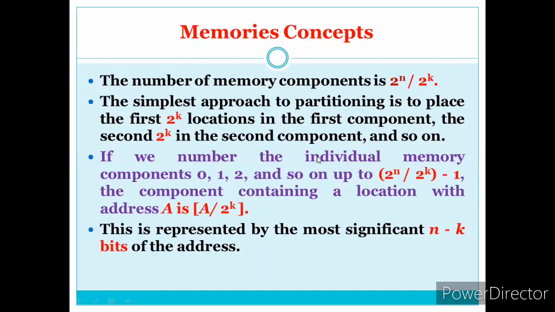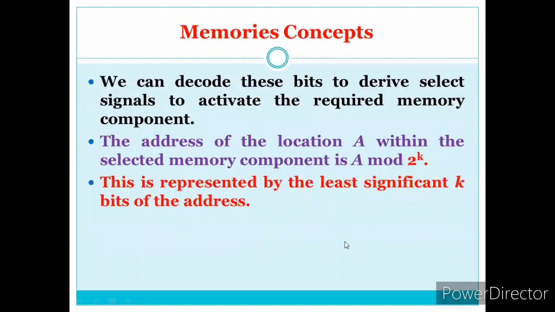If we number the individual memory components, we number them from 0, 1, 2, 3 like this. So 2 raised to n divided by 2 raised to k, we get some number minus 1, because it is starting with 0. Each component containing a location with the address A is A modulo 2 raised to k. Whichever address is pointing, we take the modulo operation of that address with respect to the respective memory location. This is represented by the most significant n minus k bits of the address. In this way we can design it.